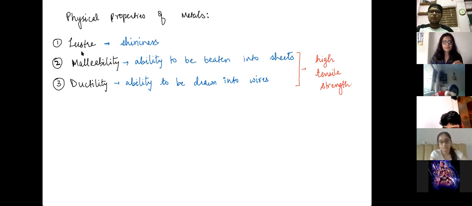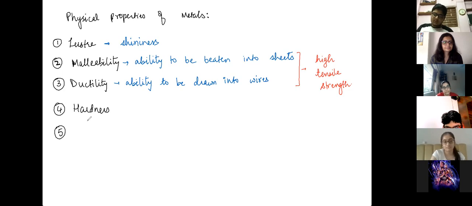Cool. So we talked about luster, malleability, ductility. What other properties? Hardness. Metals are hard, yes. Okay, next.